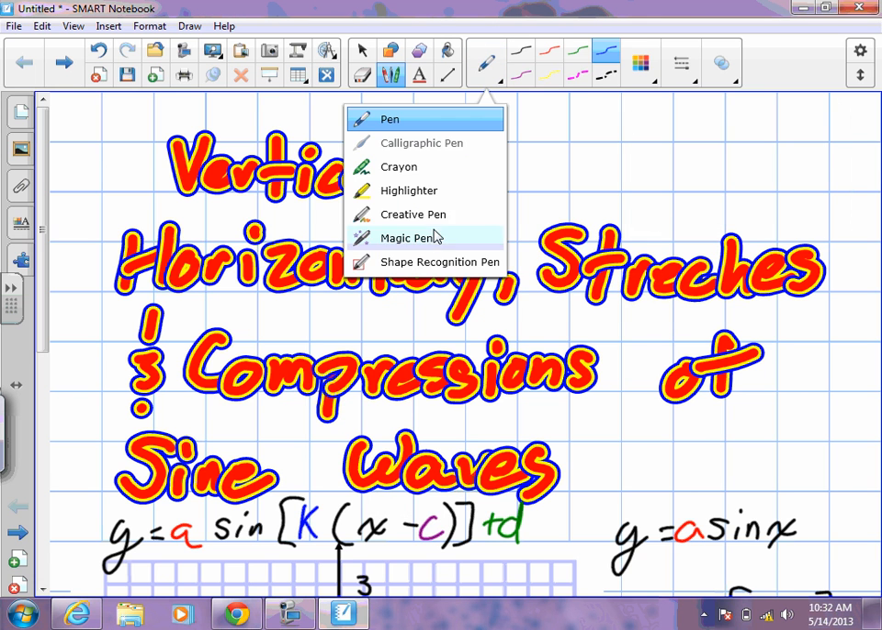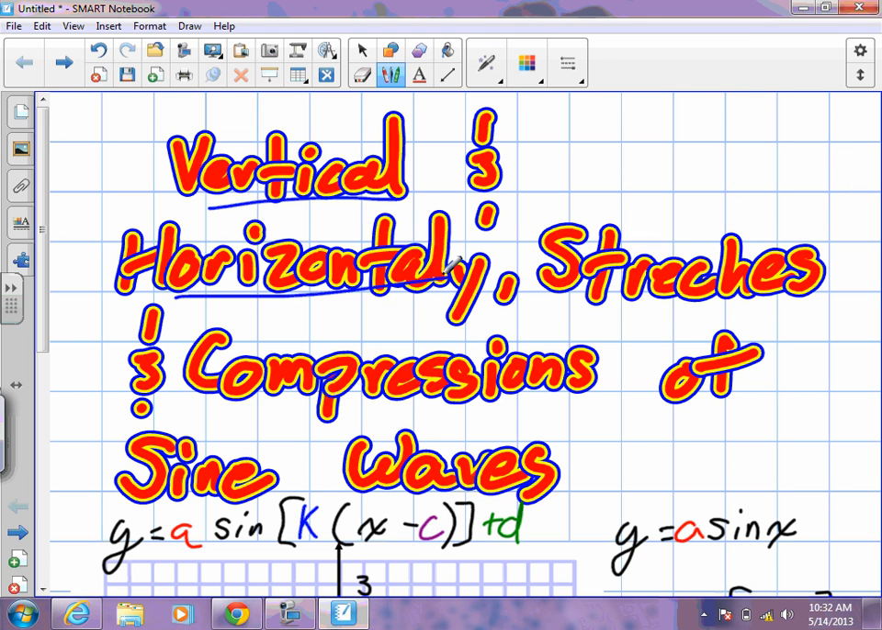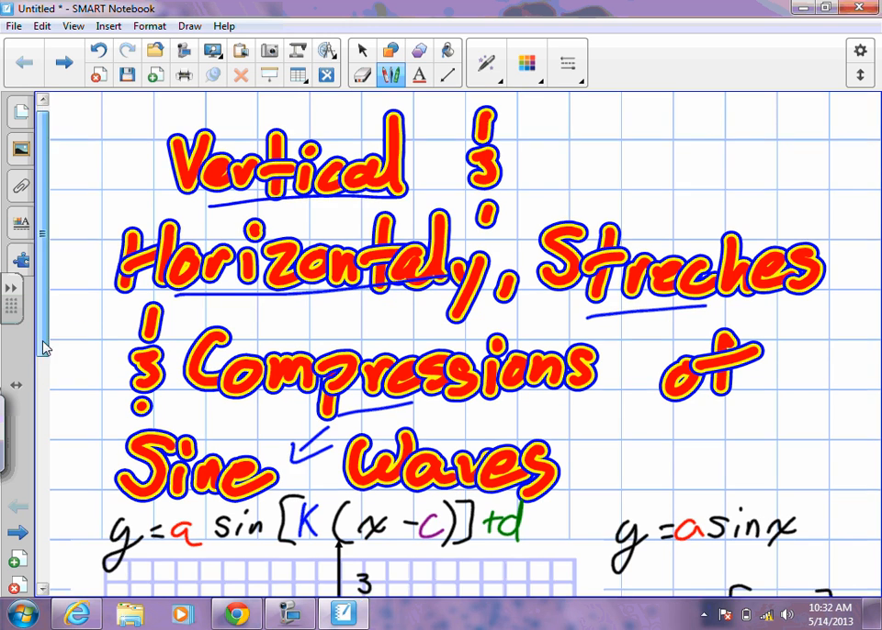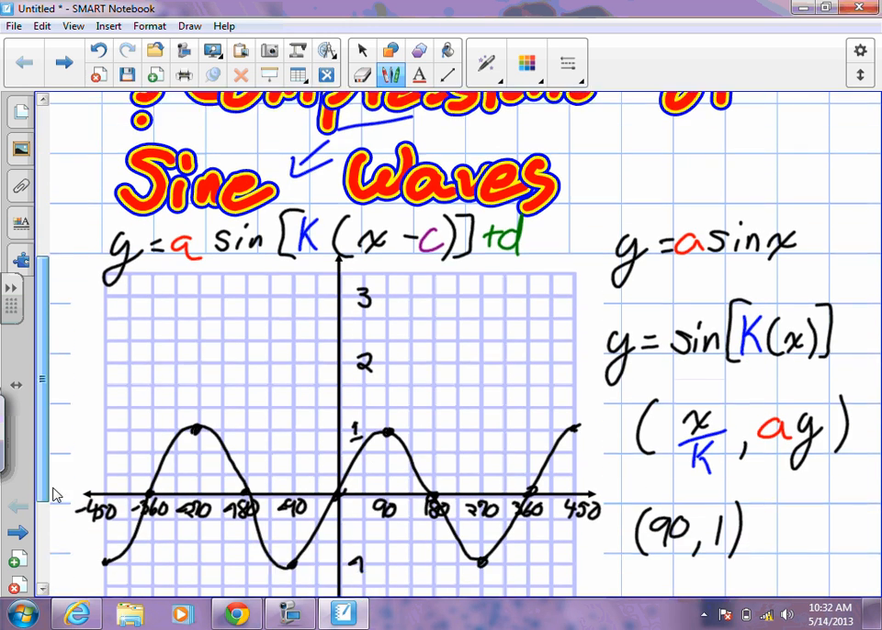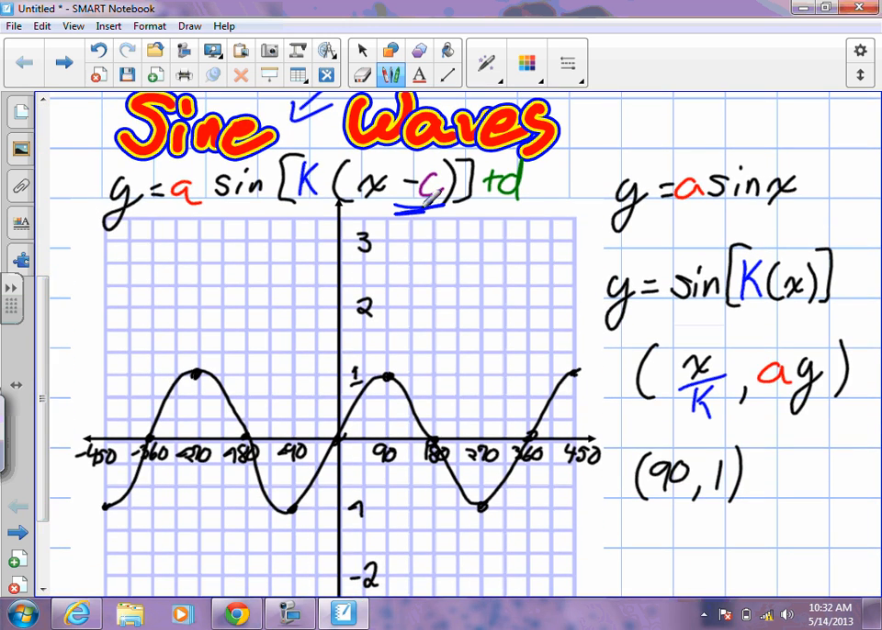Okay, we're going to be looking at vertical and horizontal stretches and compressions of sine waves. Yesterday we talked about what the variables C and D will do to a wave. C will horizontally shift the wave left and right. D will vertically shift a wave up and down. We're going to focus on A and K today.